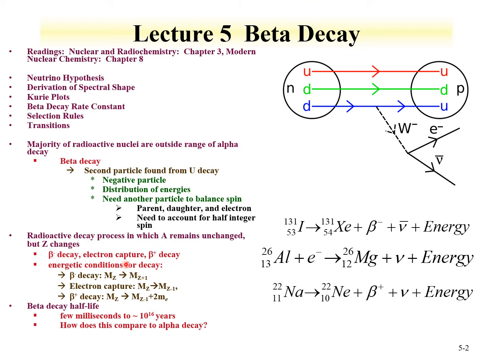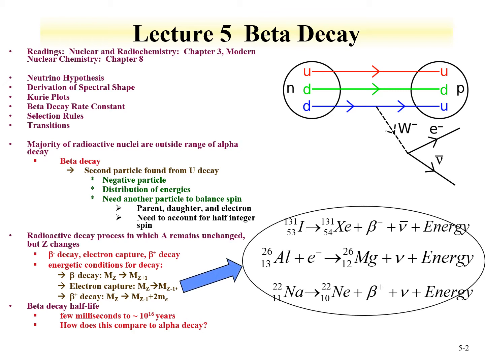For beta decay, electron capture, and positron decay, we get different changes in the Z. For beta decay, beta minus, where an electron is emitted, a neutron is converted to a proton. For electron capture and positron decay, a proton is converted into a neutron. So for beta decay, elements move up the periodic table. Electron capture and positron decay, they move down the periodic table.